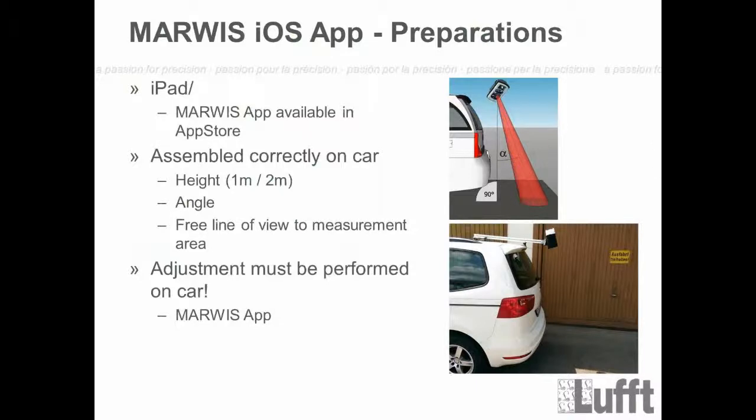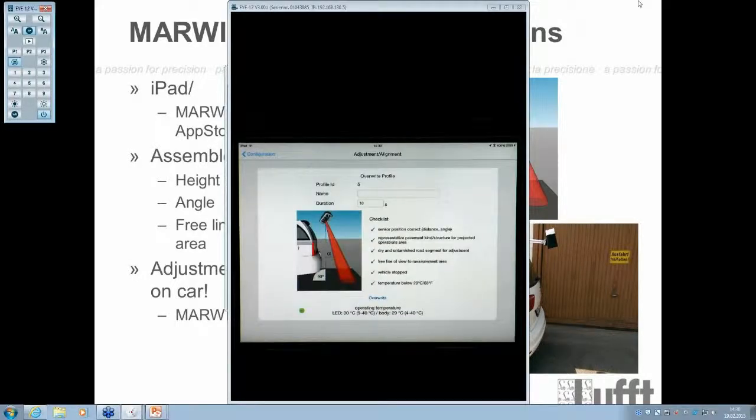So the preparation or the checklist means that you have to do different things before you start with your calibration, of course. So the first thing is, that's clear, you have to download the MARWIS app from the store, right? Then the second preparation is to install the sensor correctly on the car. That means you have to use the right height, depending on the version which you are using, 1 or 2 meter version. You have to use the right angle. You have, of course, to check the free line of view to the measurement area. And then, if you have checked all these things, you have to place the sensor on a dry part of the asphalt. That's also very important. Then you can start with the adjustment. And what is shown here on the sheet is the same as shown on the iPad. So that's the checklist here, which you see here.